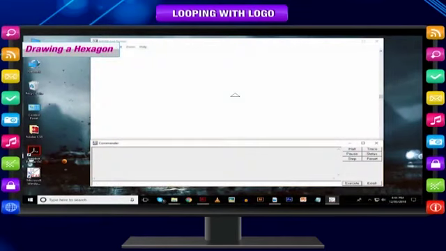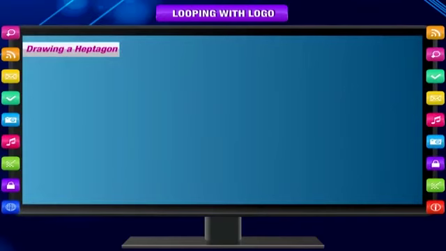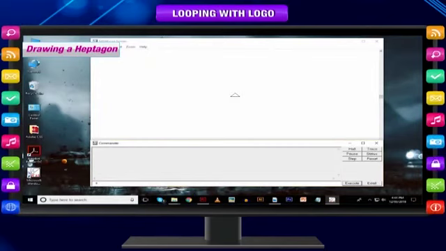Drawing a hexagon. Number of sides 6. Repeat 6 times. Degree of turn 360 divided by 6. Command used: repeat 6 [FD 100 RT 360 / 6]. Drawing a heptagon. Number of sides 7. Repeat 7 times. Degree of turn 360 by 7. Command used: repeat 7 [FD 100 RT 360 / 7].